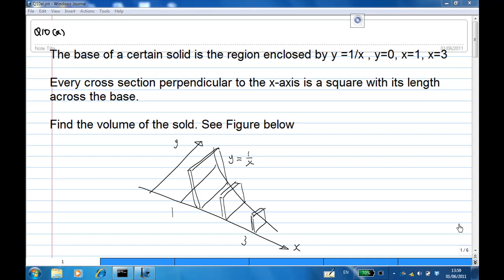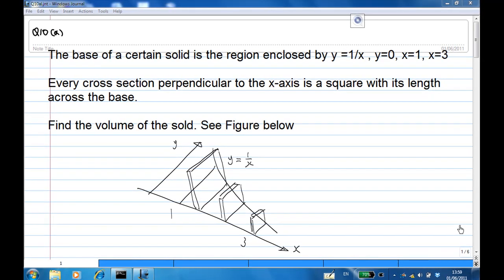This video will show you how to compute the volume of a solid by using a slicing method. The problem is as follows. The base of a certain solid is a region enclosed by y equal to 1 over x, y equals 0, x equal to 1, and x equal to 3.